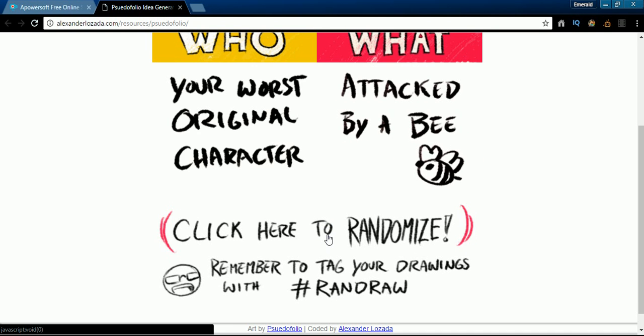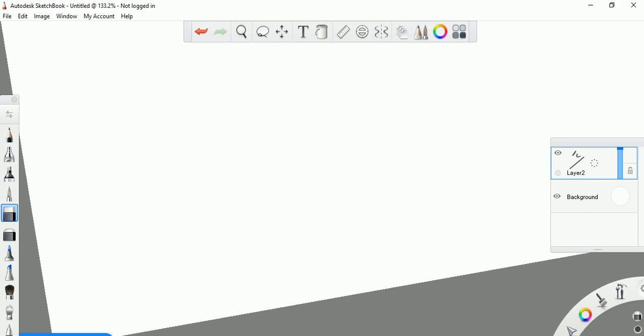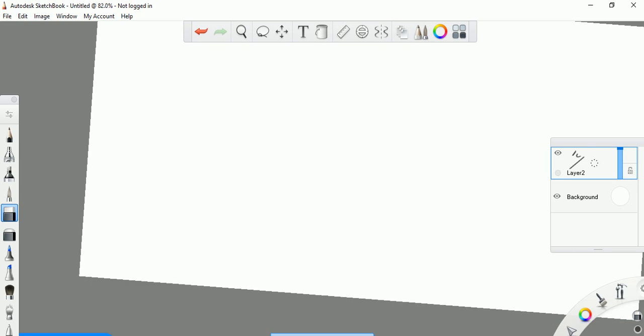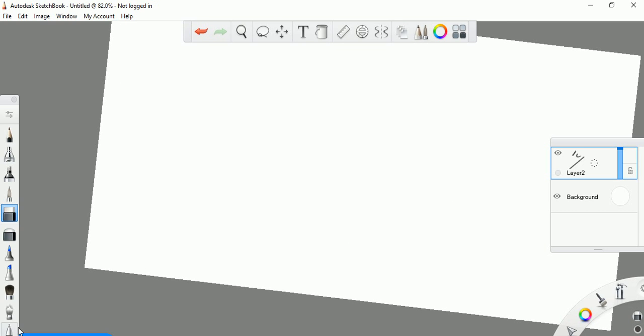Your worst original character attacked by a bee. Okay, so my worst original character. Let me think. Okay, we're going to start off with my old Undertale OC.